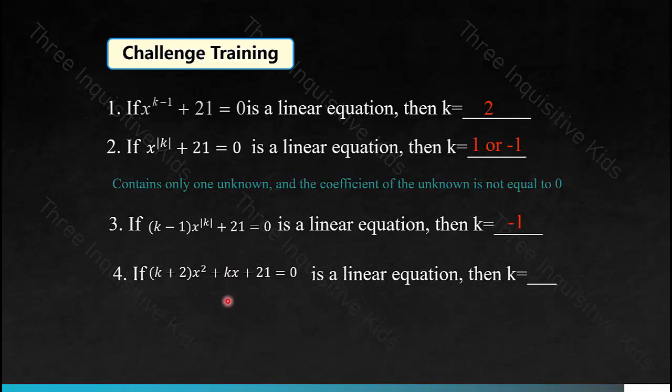What about number 4? If this is a linear equation, then what does k equal? Remember, a linear equation only has one variable that has a power of 1. Here we have x to the second power, which has to be canceled out after simplification. In order for that to be true, k plus 2, its coefficient, has to be equal to 0 for it to cancel out. Therefore, k has to be equal to negative 2.